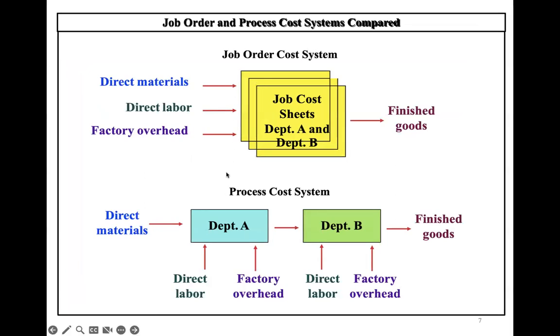Right, now try to see this and understand. The job order costing and process costing systems are given here. Just try to see and identify any changes, differences.